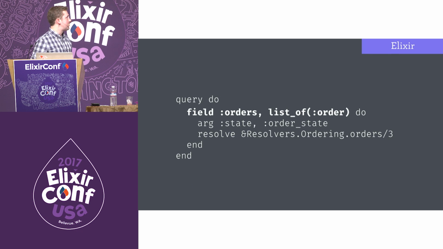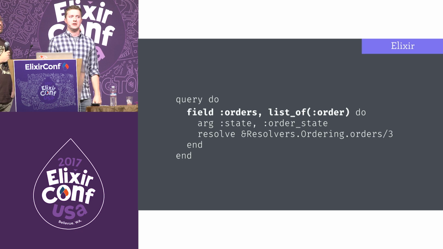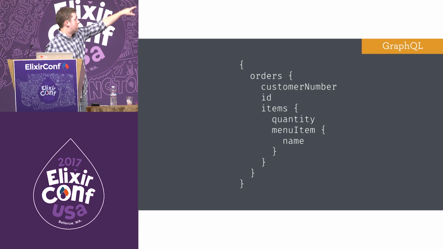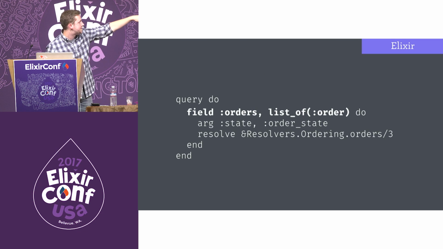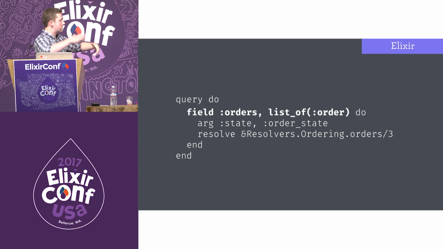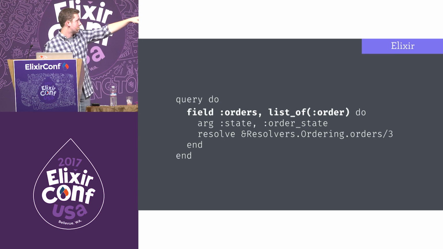This graph gets exposed to the world through this query do macro. The query do macro gives us a special little object, and its job is to be the entry point. So at our query, the orders field you're seeing is the orders field right here, and its job is to pull the orders out of the database when there's our filter and walk from there.